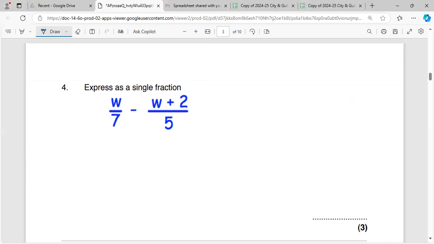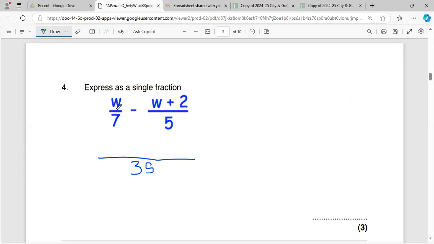Let's look at number 4. It says express as a single fraction. So the first thing, once it's addition and subtraction, you must bring them to the common denominator. Now the LCM would have been 5 and 7, the first number that both terms can go into without a remainder.